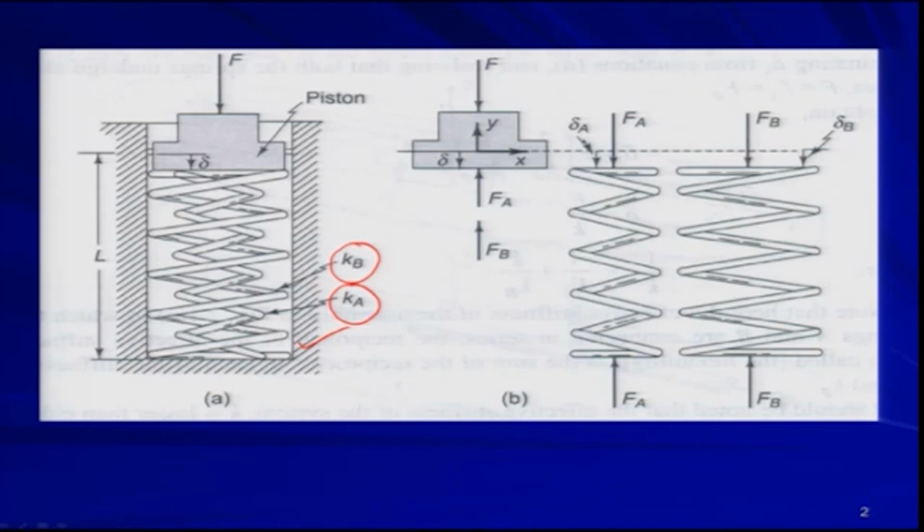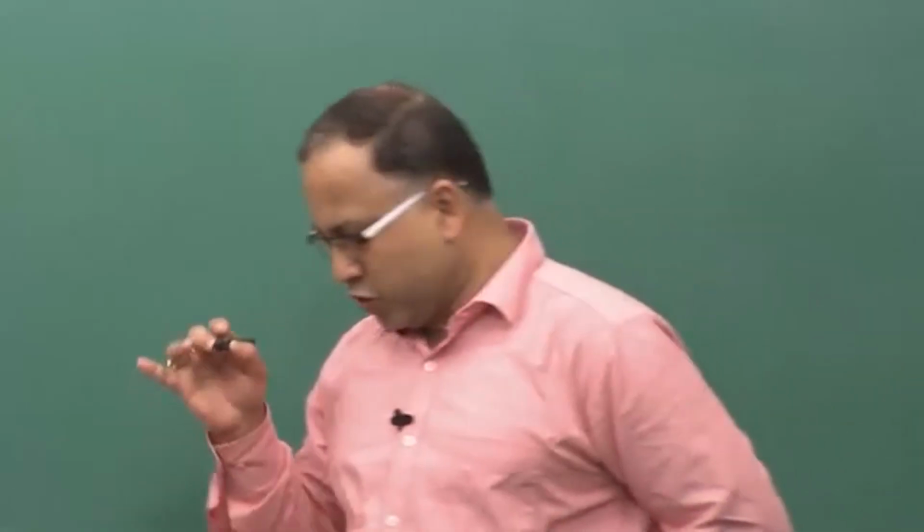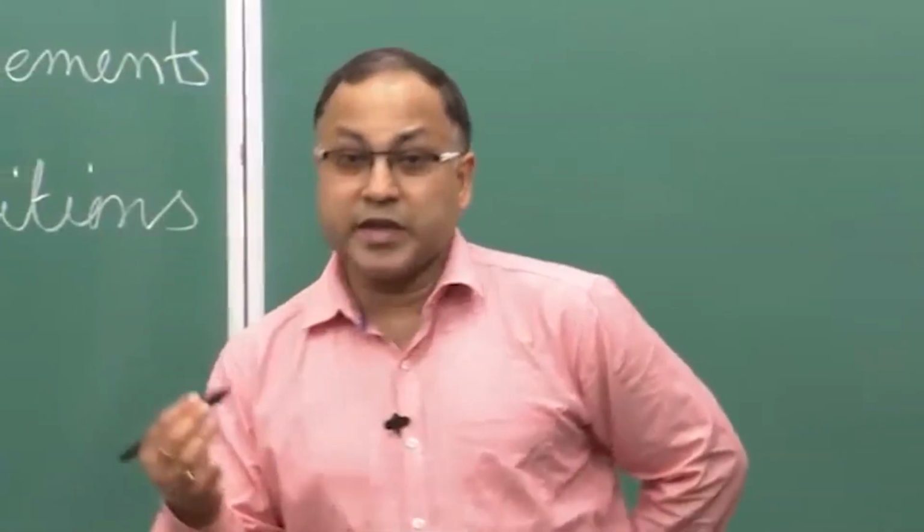So, these are two different springs, spring A and spring B, which give me different spring constants, and there is one piston here. This piston is getting pushed by a force F. Okay. So, F is the externally applied force on the piston, and the total length of the system before application of the load F was, say, capital L.